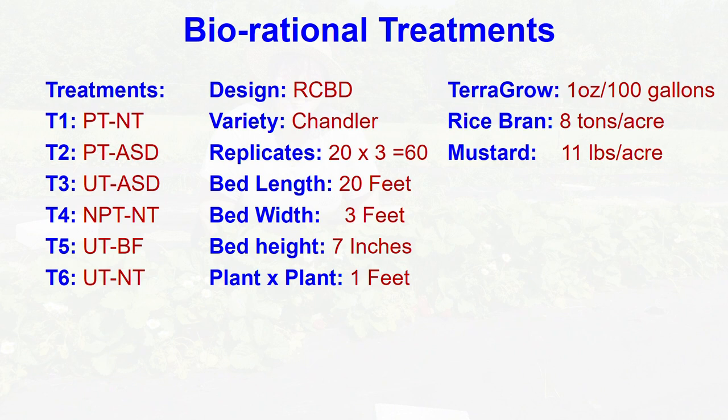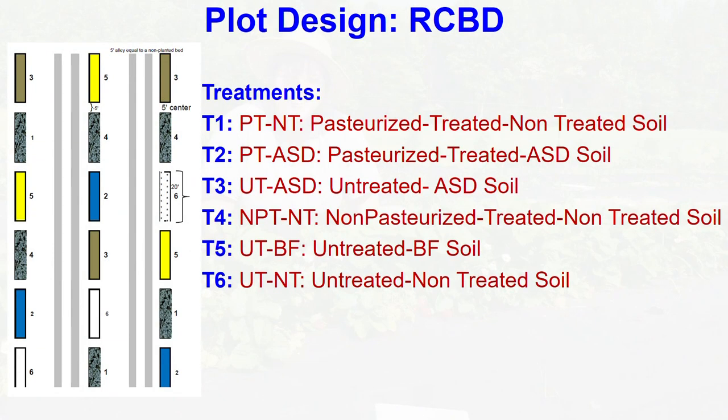The variety we use is Chandler. We have 60 replicates. Bed length was 20 feet. Bed width was 3 feet. Bed height 7 inches. Plant to plant distance is 1 foot in the center of the bed. We use TerraGrow at a rate of 1 ounce per 100 gallons of water. Rice bran, we use 8 tons per acre, and mustard 11 pounds per acre. So this is our design.